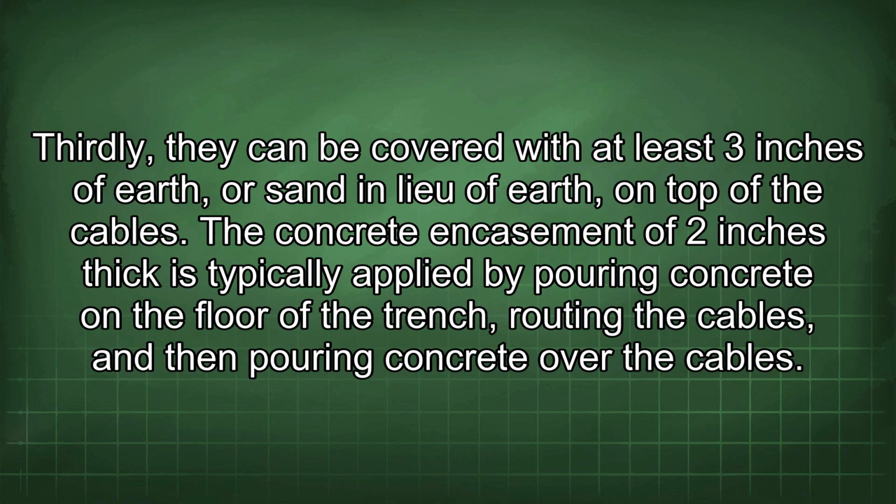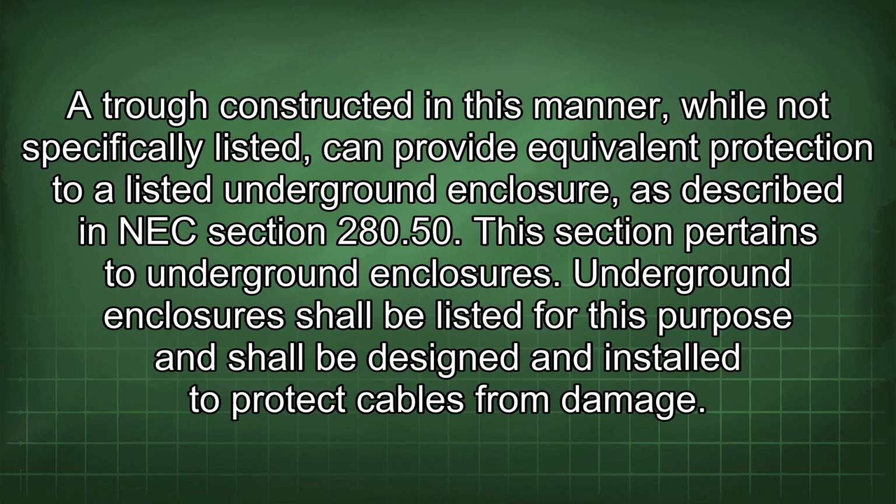of the cables. The concrete encasement of 2 inches thick is typically applied by pouring concrete on the floor of the trench, routing the cables, and then pouring concrete over the cables. A trough constructed in this manner, while not specifically listed, can provide equivalent protection to a listed underground enclosure, as described in NEC section 280.50. This section pertains to underground enclosures. Underground enclosures shall be listed for this purpose and shall be designed and installed to protect cables from damage.